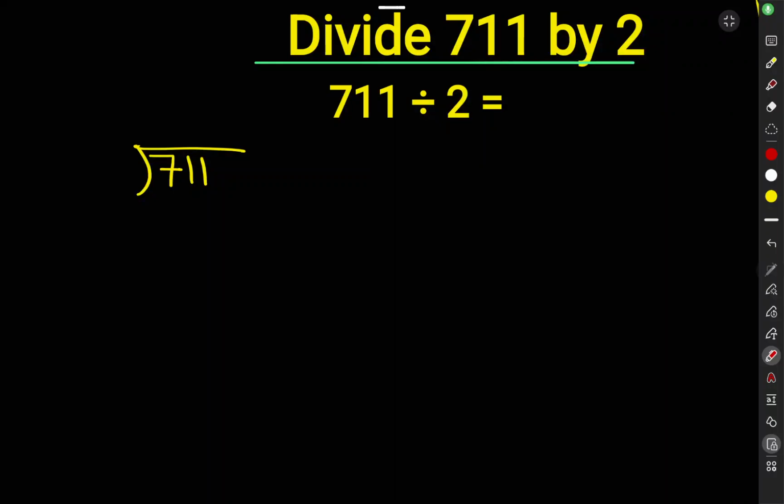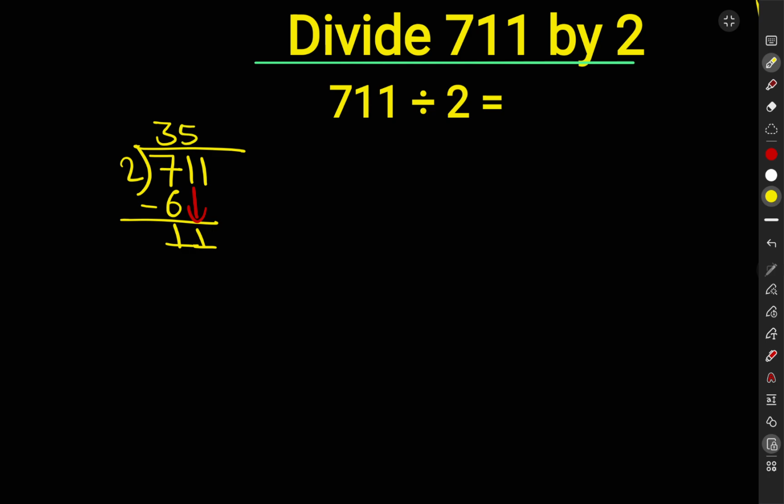Here we divide 711 by 2 in the long division method. So 2 times 3 is 6. On subtracting we get 1. So now we put down this 1 and it is 11.